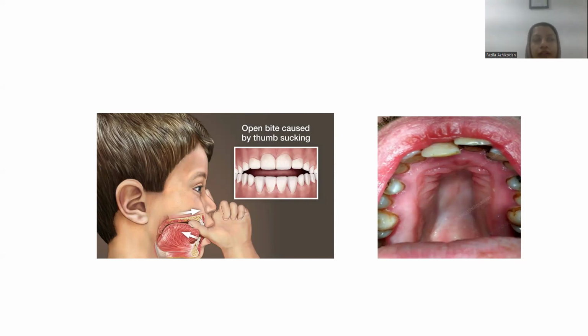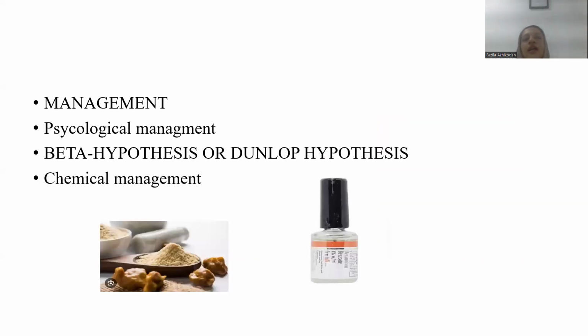The thumb or the fingers are also constantly touching the palate. So a high arch palate is developed because of the imbalance in the muscular activity. These are some of the most common findings you see in the thumb sucking habit.